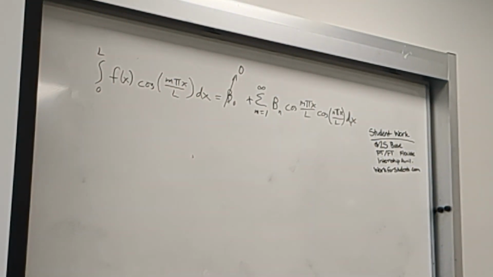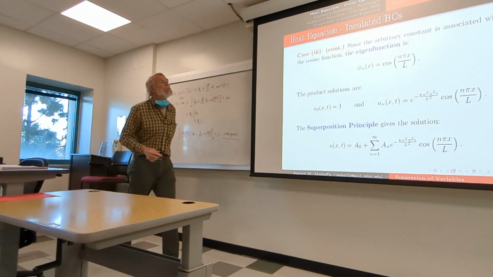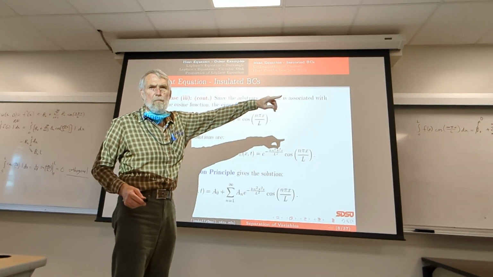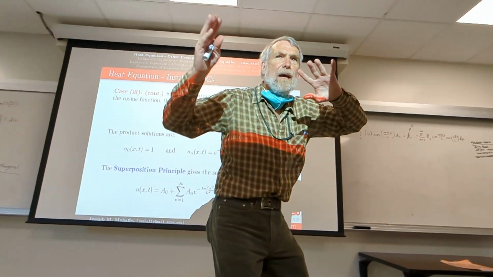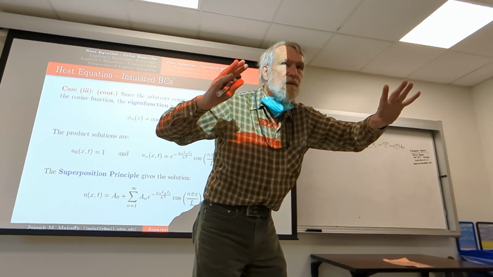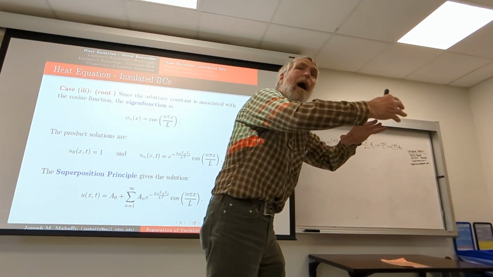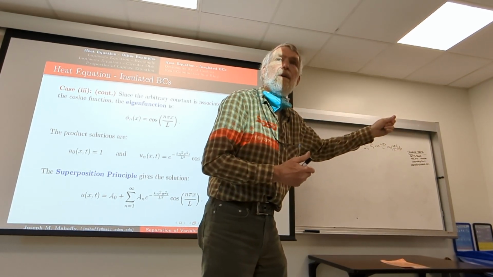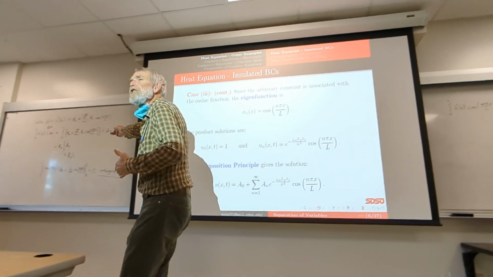Doesn't the b0 go to b0 times L? I'm saying the b0 times the integral of cosine m pi x from 0 to L, right? Because I'm multiplying both sides by the cosine m pi x. We already know the integral of cosine m pi x from 0 to L is 0. Okay, thank you. So that gets rid of it, using that orthogonality we just showed.